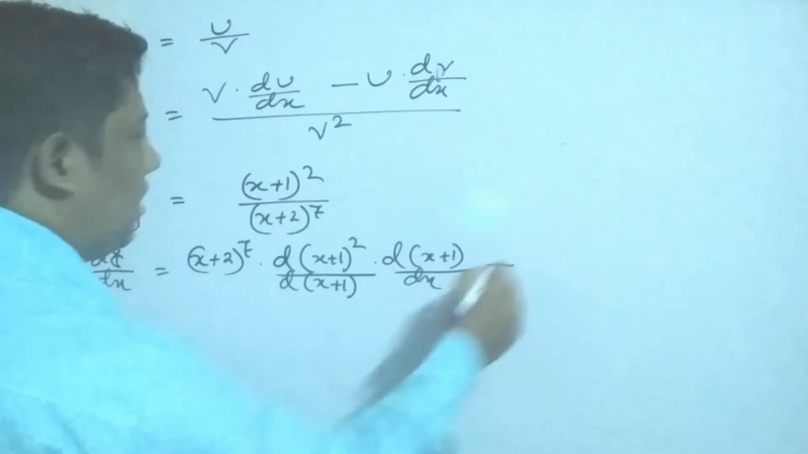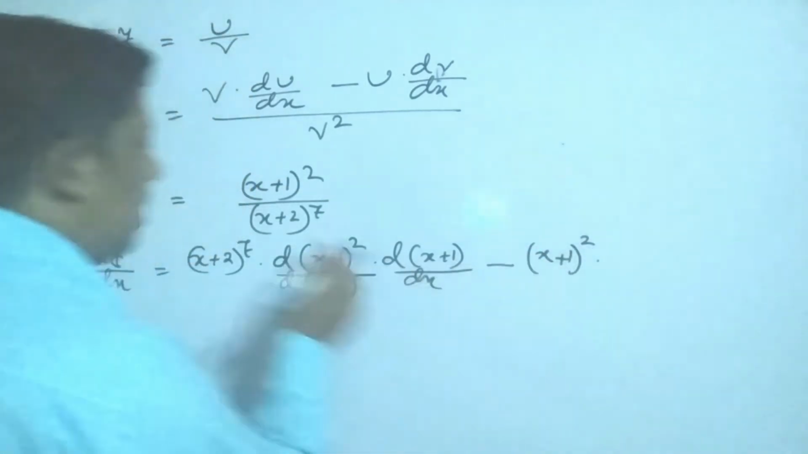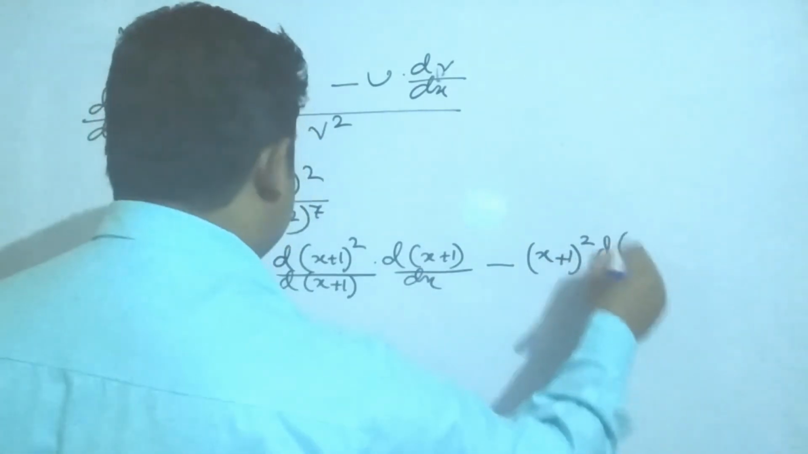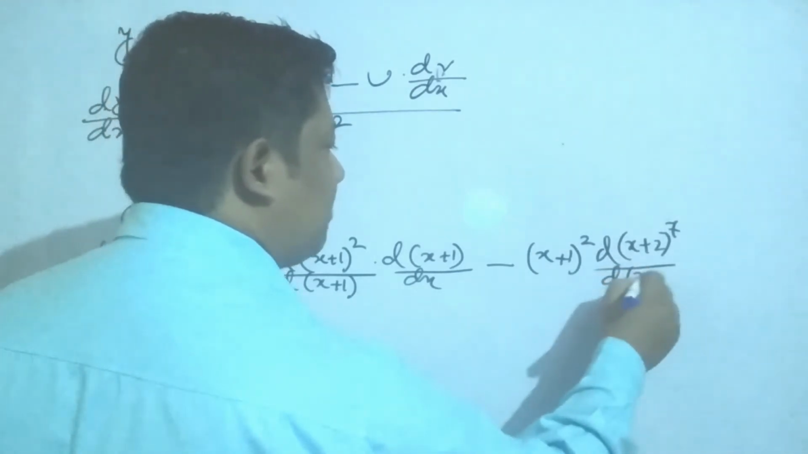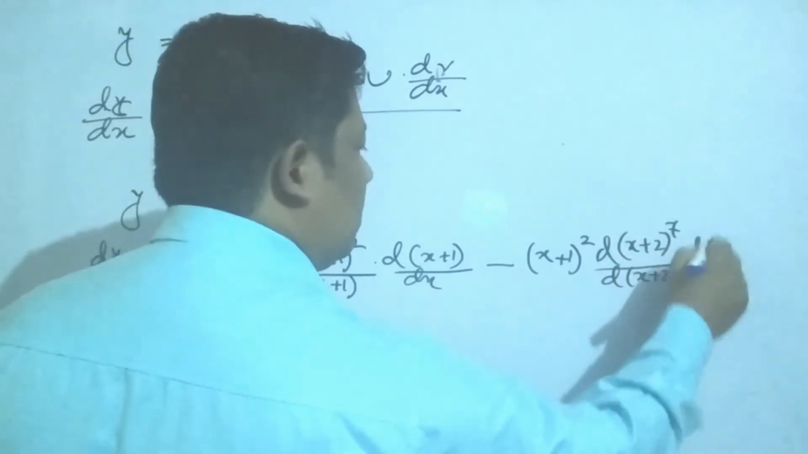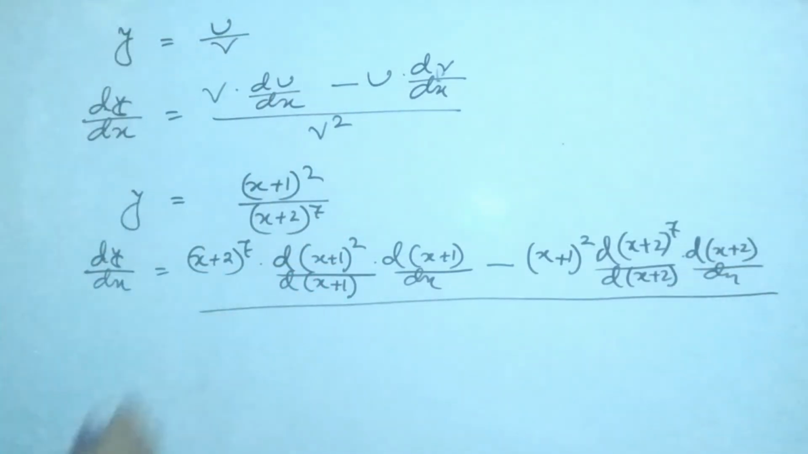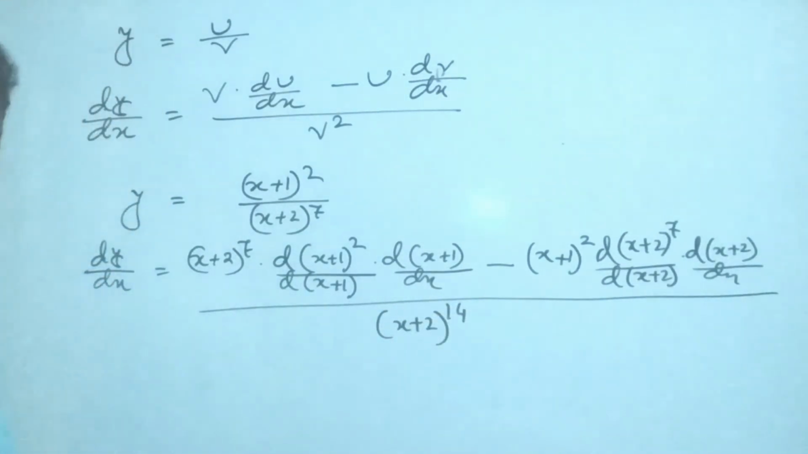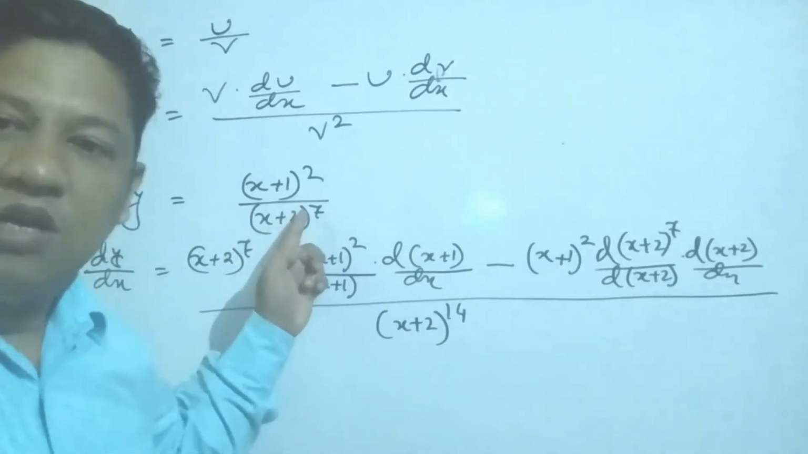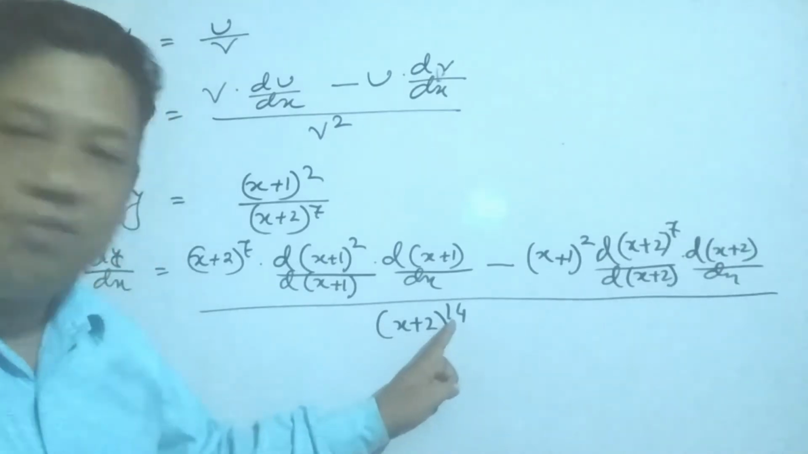Next, the numerator you leave, (x plus 1) whole square, and the denominator power you differentiate, d of (x plus 2) power 7, and this (x plus 2) into d(x plus 2) upon dx, and the denominator is squared. That is, this part you square, then you get (x plus 2) power 14. Because squaring this part, it is already 7, and when I square again you get power 14.